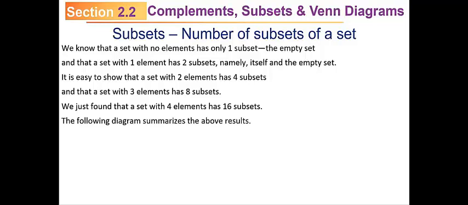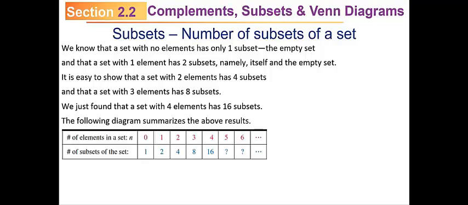If you look at this following information in table form, you can see that if a set has no elements, it has 1 subset, 1 element has 2 subsets, 2 elements has 4 subsets, 3 elements has 8 subsets, 4 elements, 16 subsets. I'm looking for a pattern here. Do you see one? Do you see something that might be a possible pattern? Notice that each one of those number of subsets is a power of 2. 1 is 2 to the 0, 2 is 2 to the 1, 4 is 2 to the 2nd, 8 is 2 to the 3rd, and 16 is 2 to the 4th.